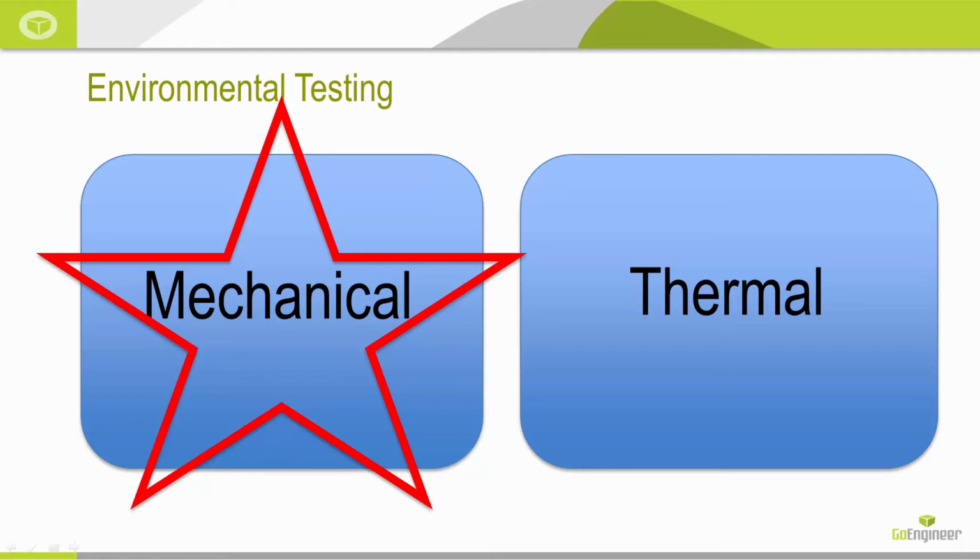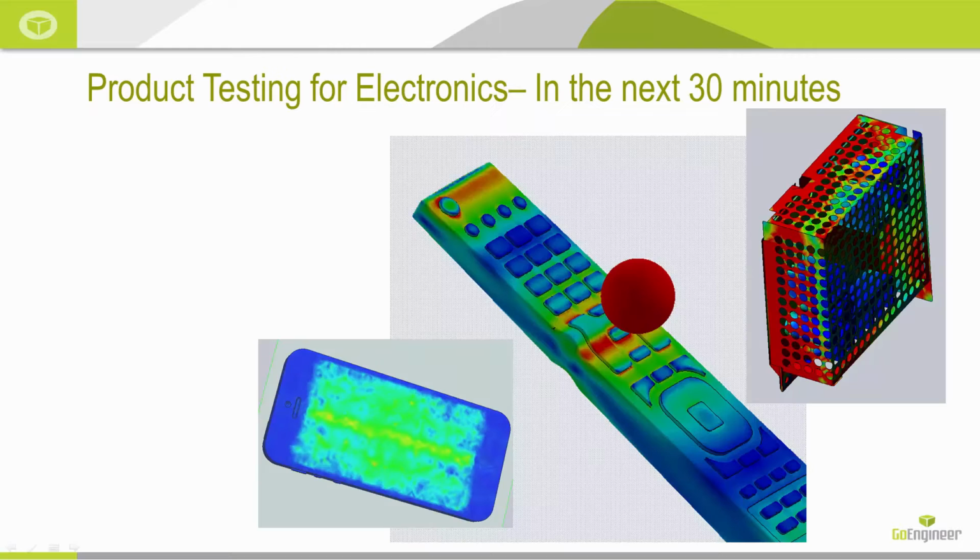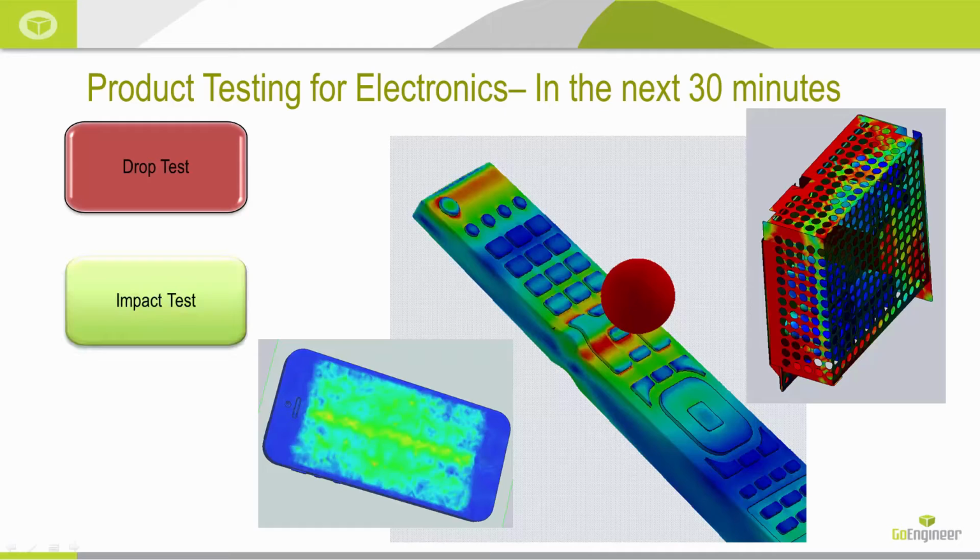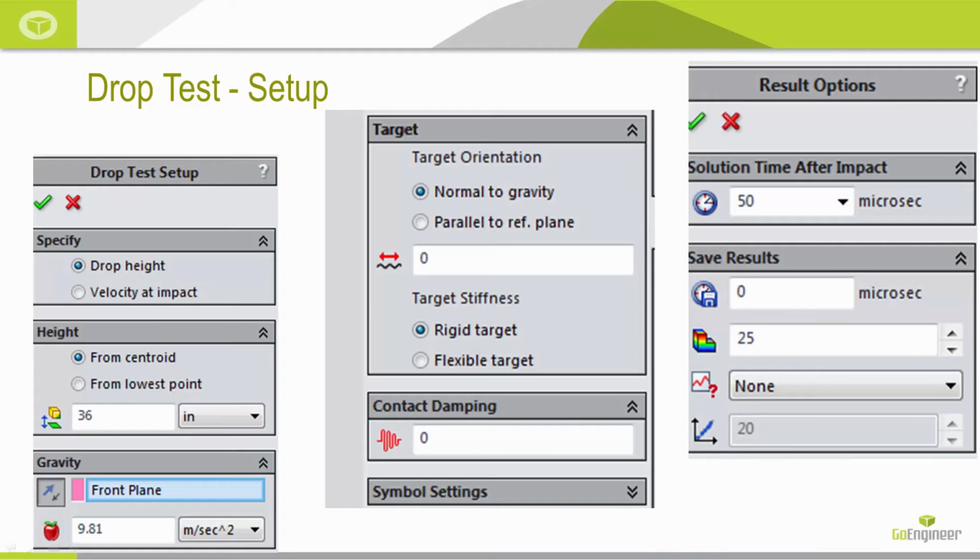Both are very important, but the focus of what we're going to discuss today is on the mechanical side. We'll be addressing these three different products: an iPhone, a remote control, and a perforated plate electronics enclosure. And we'll be investigating how in SOLIDWORKS we complete a drop test, an impact test, and an acceleration test, respectively. Let's start off with the drop test.